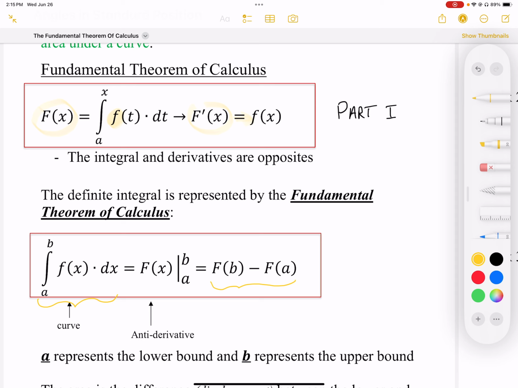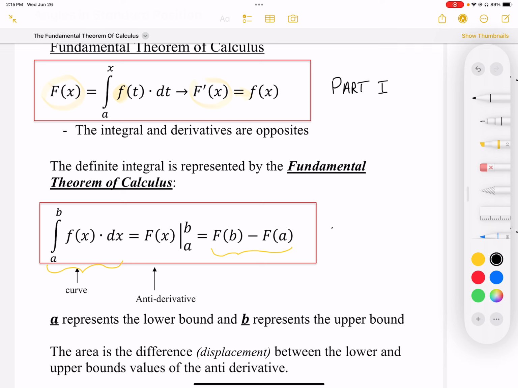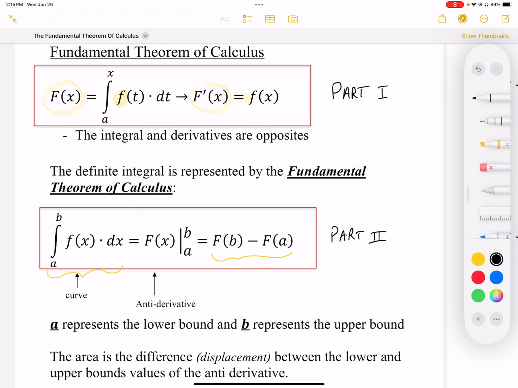So there's two parts to this fundamental theorem of calculus. Part one is that the integral and derivative are opposite operations. Finding slope is the opposite of finding area. And the second part is that we can find the area under a curve as a displacement on an antiderivative function.